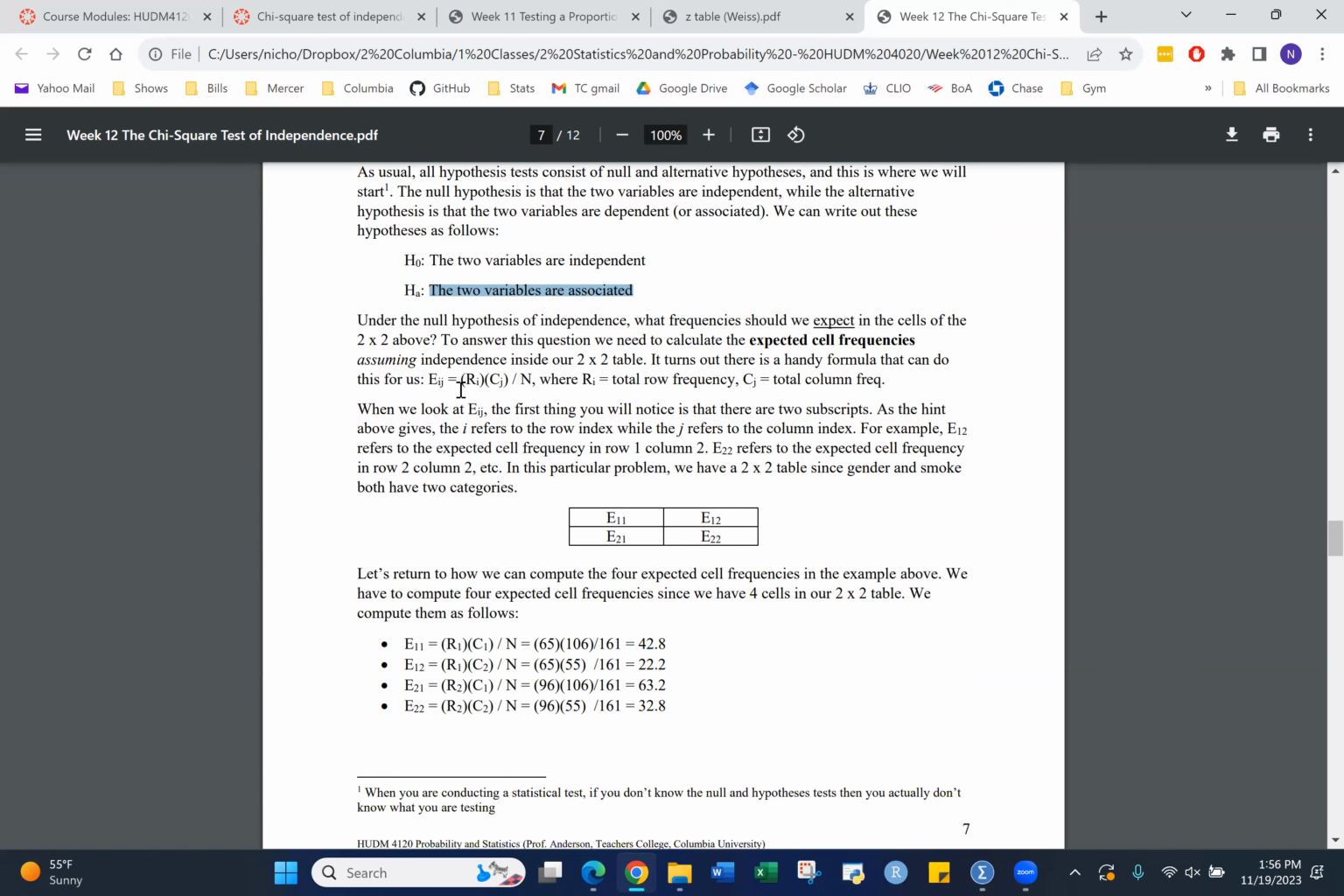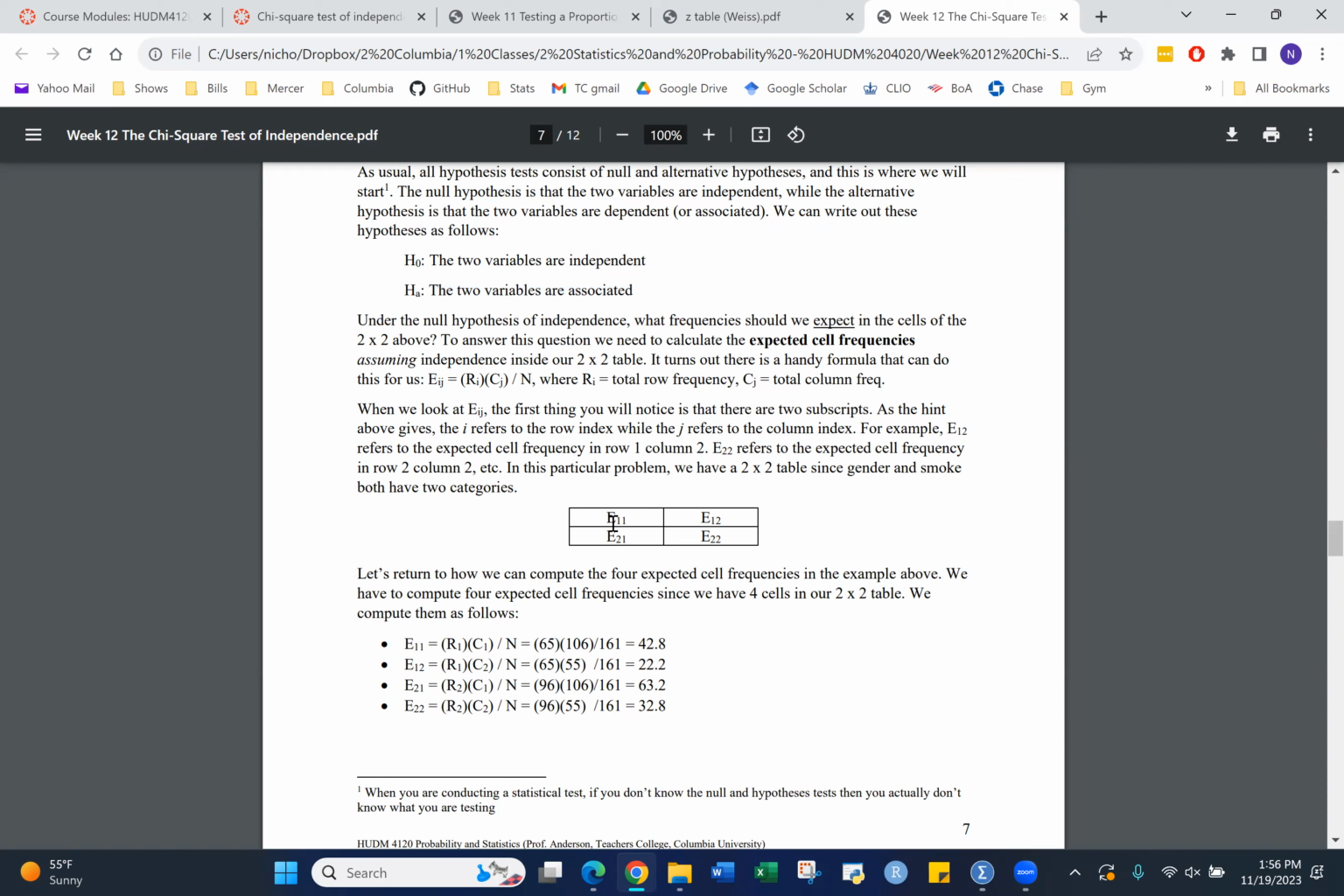And again, the notes are meant to be read, so go very slowly here. I know sometimes notation can be a little bit daunting when you first get exposed to it. So I have E_ij equals R_i C_j divided by N. This is not as complex as it looks. What you're computing are the expected cell frequencies.